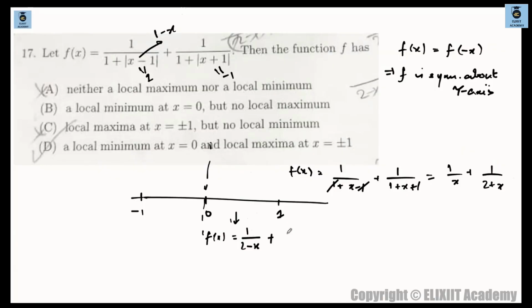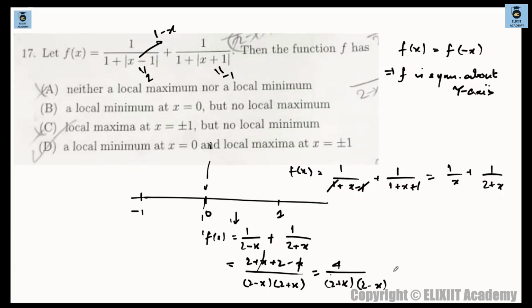Plus, again, what will happen to this? x is less than 1, but x is greater than minus 1. So this will remain the same as x plus 1 only. So 1 plus (x plus 1) will give you 2 plus x. Once you take this LCM, 2 minus x times 2 plus x, this will become 2 plus x plus 2 minus x. So x cancels out, and we are having 4 upon (2 plus x) times (2 minus x). This is the function on this side.